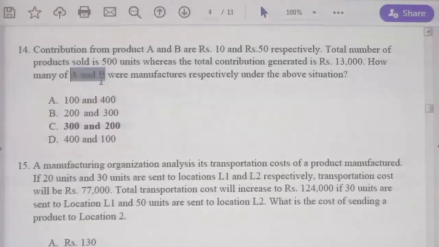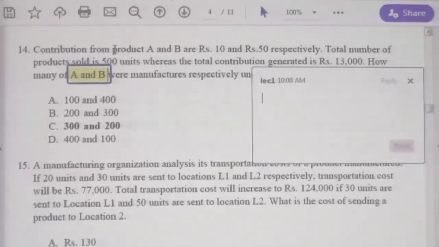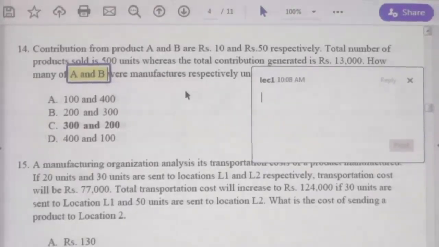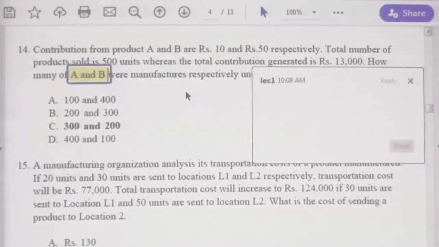Now they ask how much A and B. That is the question. This can be solved using simultaneous equation technique. Why? Assume A is quantity of A, B is quantity of B. If so, you can say A plus B equal 500 units. Why? Both A and B sold 500 units. Question said that. Therefore, A plus B equal 500.